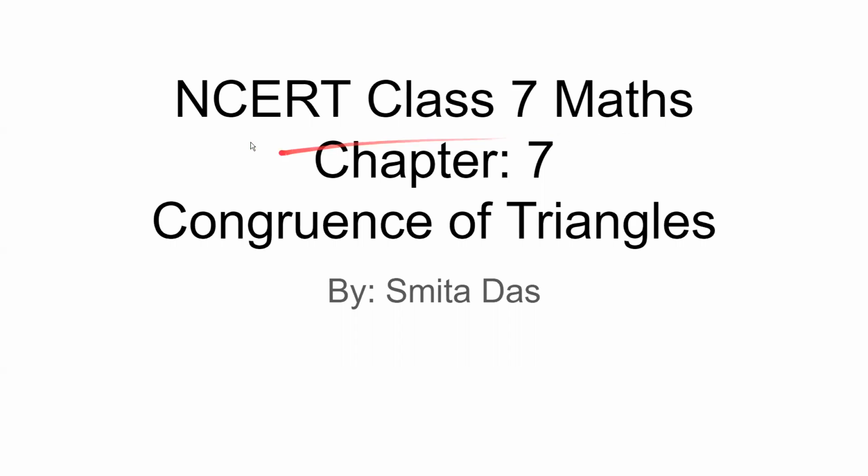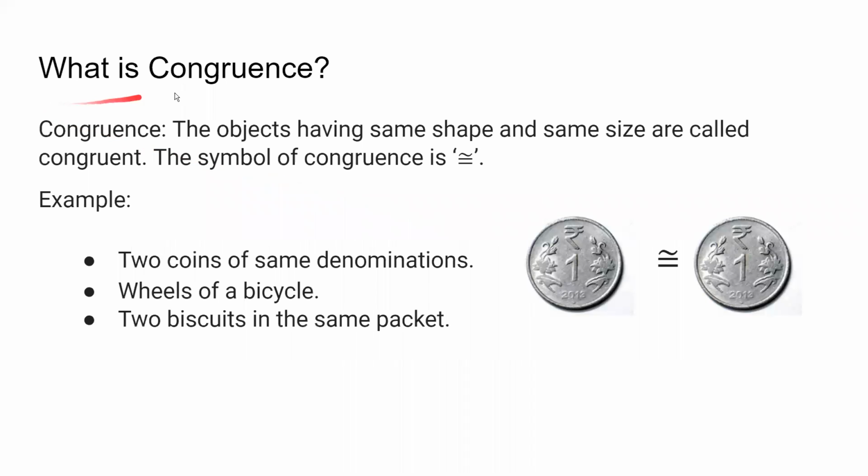Today we are going to learn NCERT Class 7 Maths Chapter 7 Congruence of Triangles. Now what is congruence? Congruence is when objects have the same shape and the same size. They are called congruent. The symbol for congruence is this: two lines above each other, or we can say parallel lines, and one wavy line at the top.